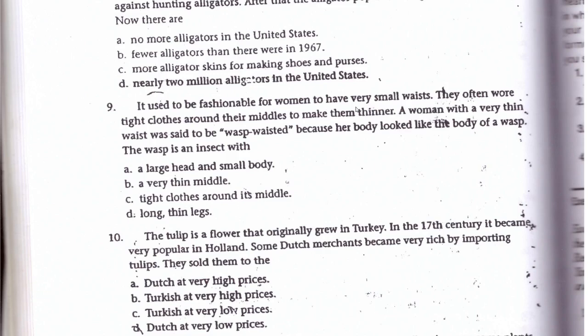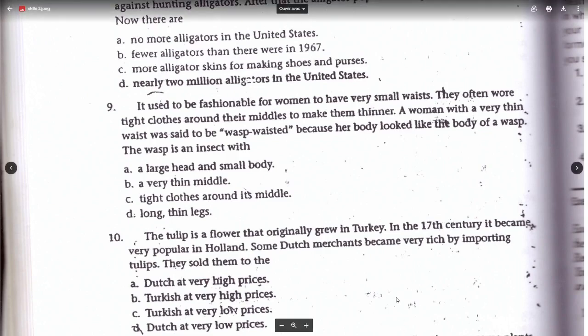A woman with a very thin waist was said to be wasp-waisted because her body looked like the body of a wasp. The wasp is an insect with a very thin middle. Very good. 10, 11, and 12.